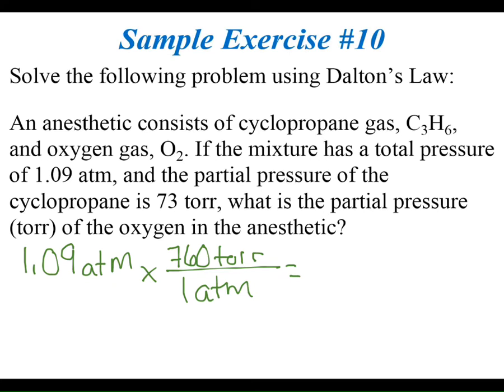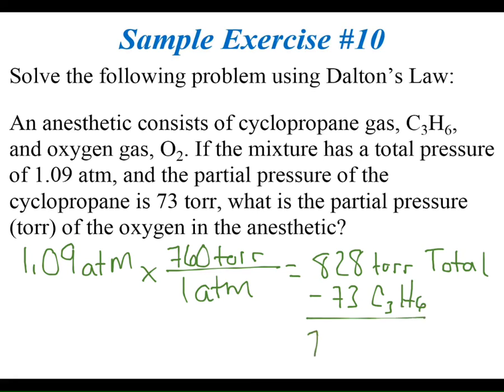So let's see what that gives us. 828 torr. So that's the total, right? So how do I find the oxygen? Yeah, I'll subtract the cyclopropane, C3H6. So subtract the 73 from the total. And how much was left? 755. So that's the torr of the oxygen, right? Okay, well, I'm going to move on. That one's pretty straightforward. Any questions? Just add them up, get the total, right?